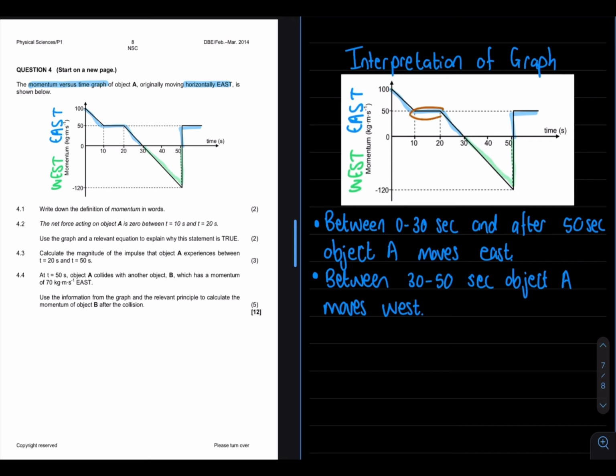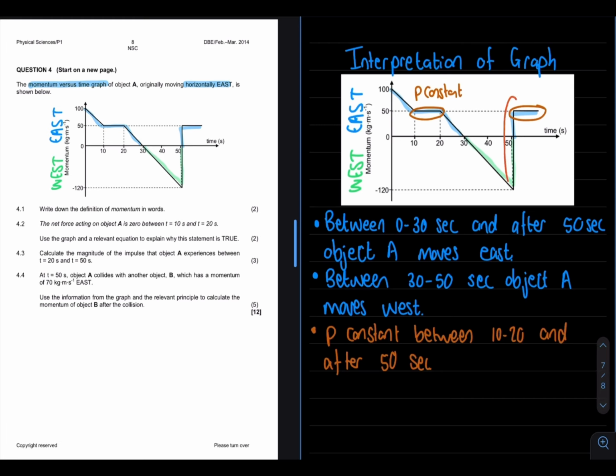Between 10 and 20 seconds, as well as after 50 seconds, object A has a constant momentum. At my 50-second mark, there is a sharp change in momentum from negative 120 to a positive 50. So this indicates a collision. Now that we have looked at the graph in detail, we can answer the questions.